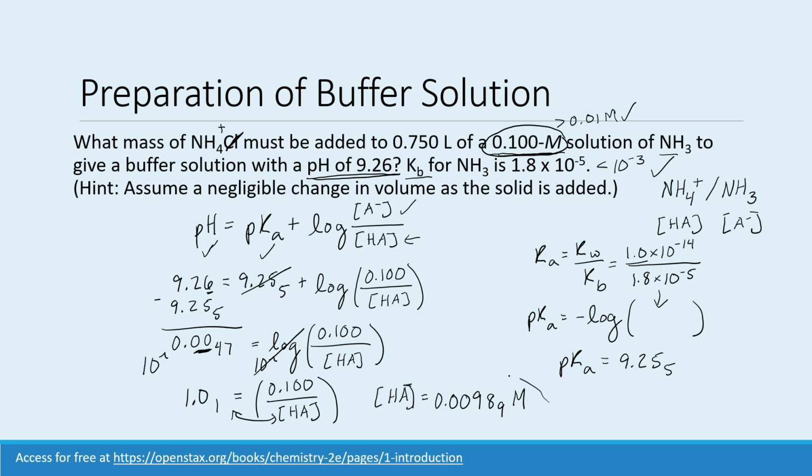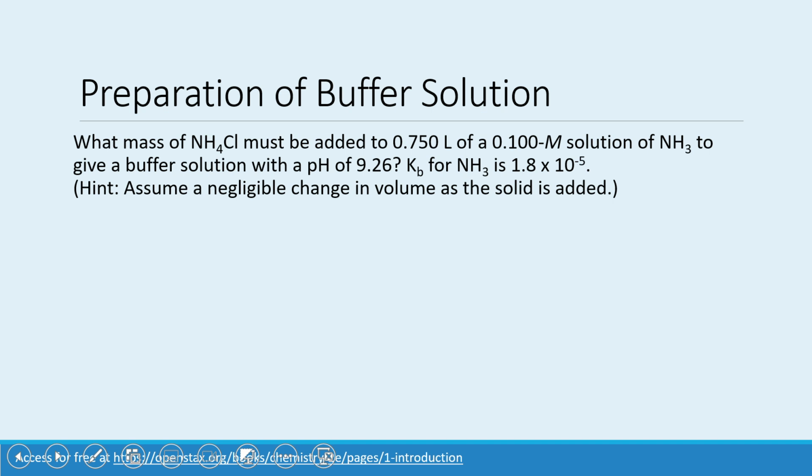Okay, so I'm going to pick up on the next page. All I really need is that weak acid concentration, so I'll rewrite that down. And remember that overall we are looking for the mass of ammonium chloride. Okay, so in order to determine the mass, we're probably going to have to figure out the moles, and we're given the volume and the concentration of that weak acid.